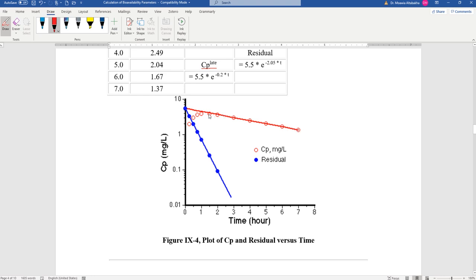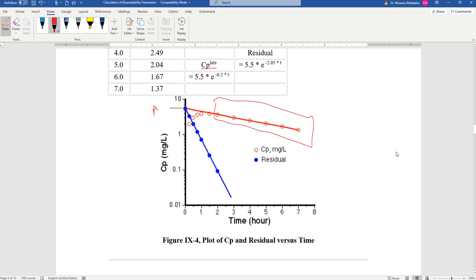So she used them. Maybe she ignored this one and this one and this one. Why? Because maybe they are before the peak concentration and they do not fit the straight line. So she started from here till here. This line is the CP late line, and then she extrapolated, and from here she can read A.